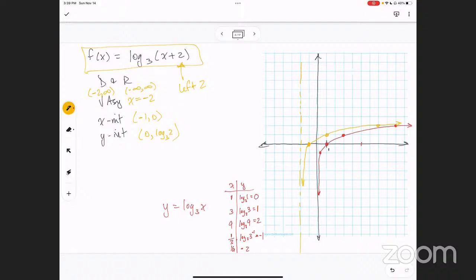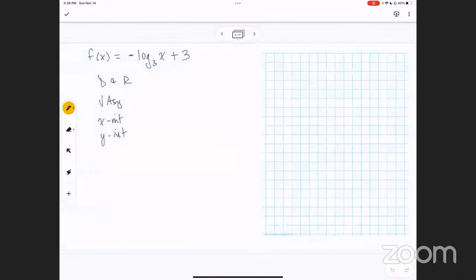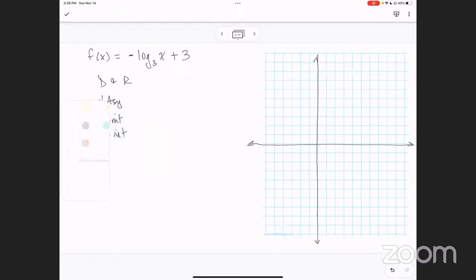All right. Okay, you good with that? Yeah. All right, let's try the next one. So what's the difference between this and the one that we just saw? Again, let me draw in a y-axis and an x-axis. What's the difference here? What does this negative right here do to the graph?